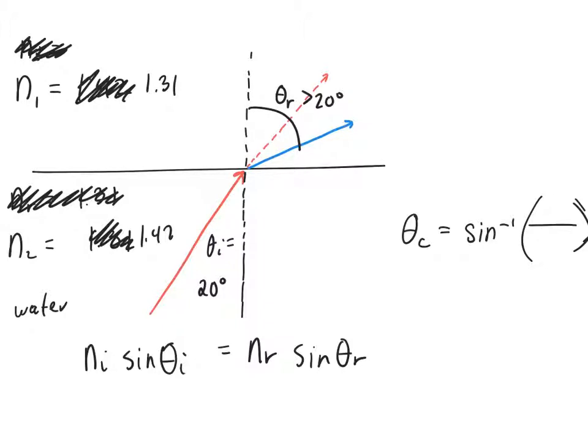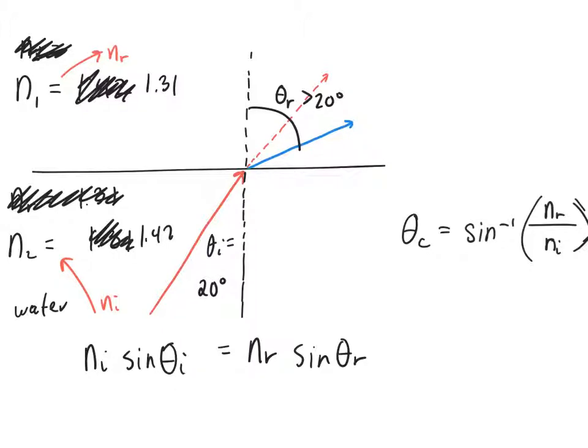You don't have to memorize it. But I want you guys to understand where it's really coming from. Okay, so it's going to be NR over NI. And again, this is really NR because it's the refracted medium. This is really NI because it's the incident medium. I stands for incident or initial.